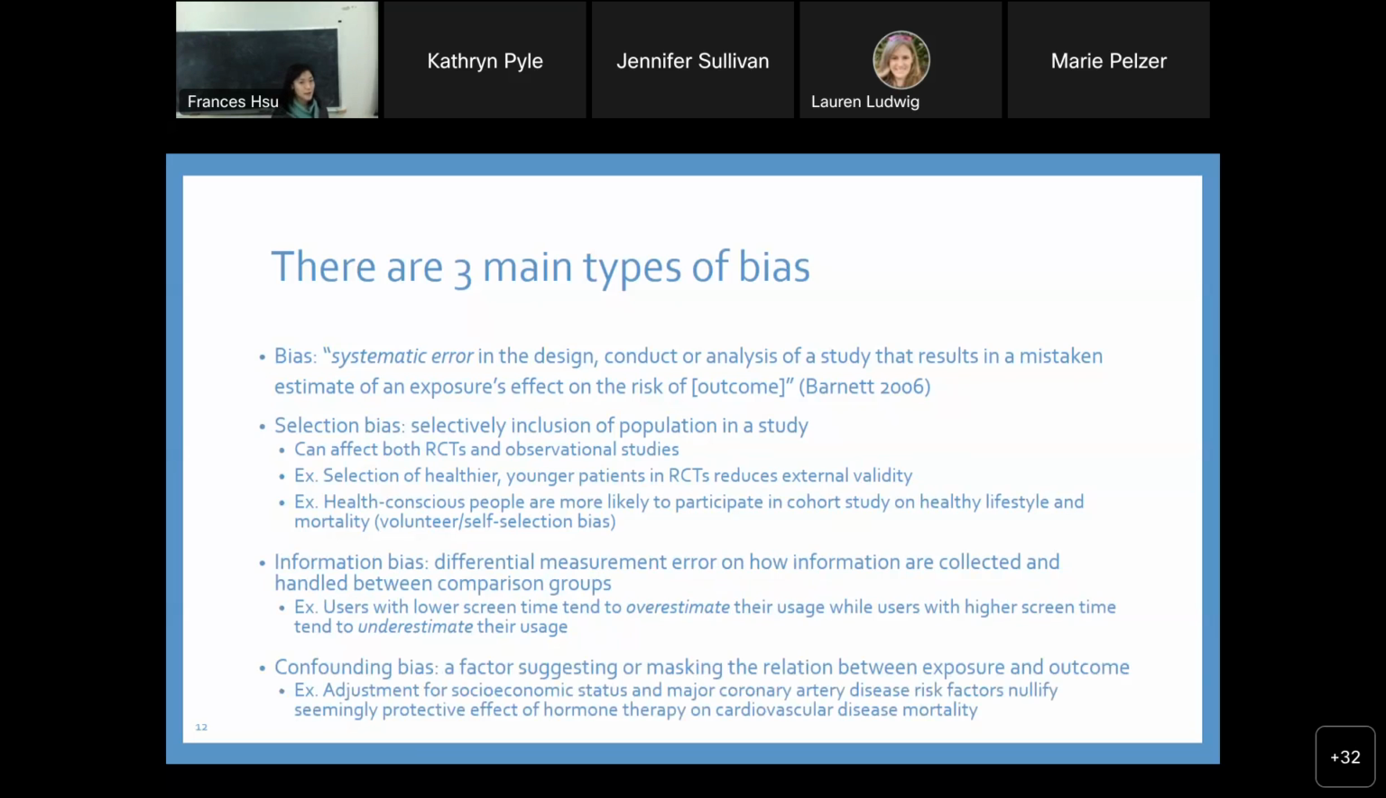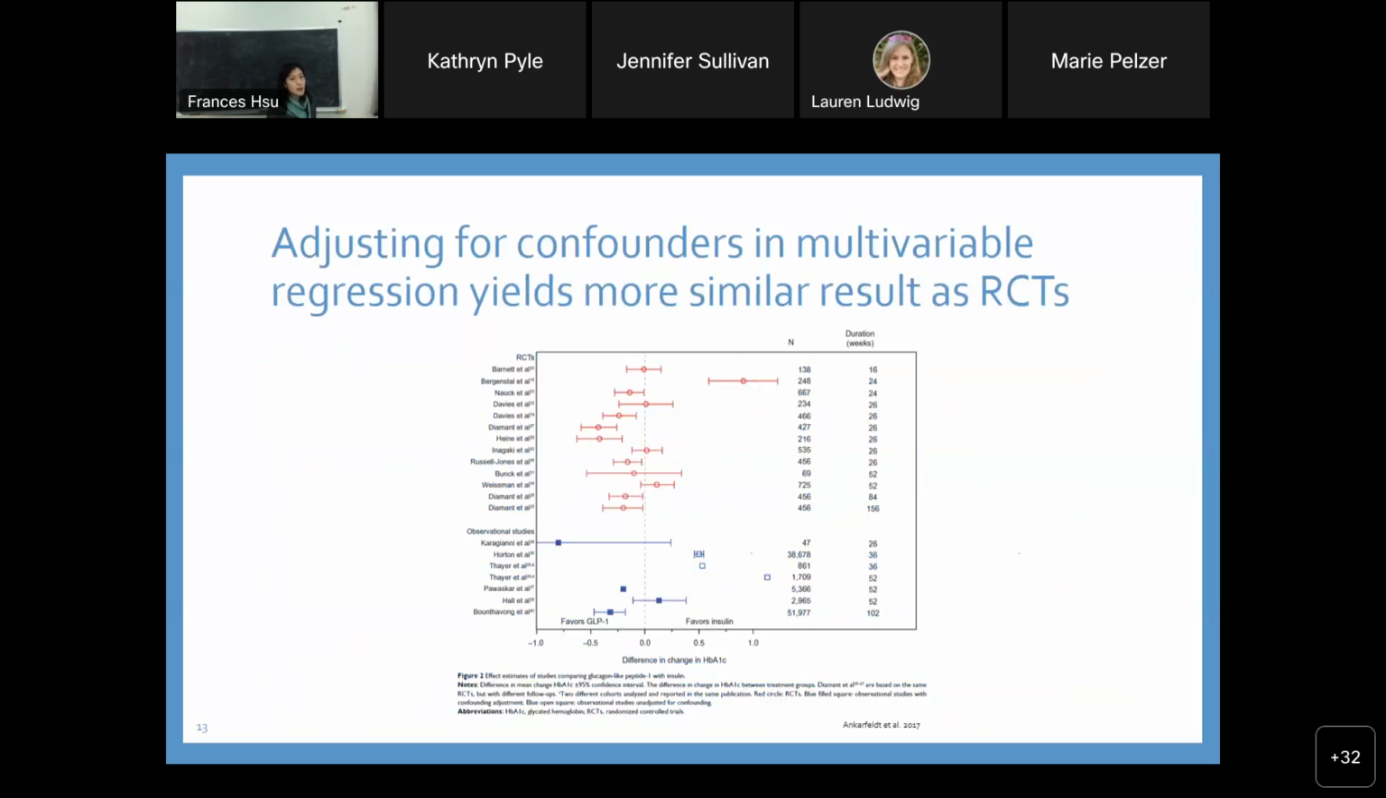The last type of bias is confounding bias, caused by a confounder that causes both the exposure and the outcome. This factor results in a spurious association between the exposure and outcome, or masks their true relation. In our earlier example of hormone therapy in perimenopausal women, socioeconomic status and coronary artery disease risk factors are potential confounders, and adjusting for them nullifies the seemingly protective effect of hormone therapy on cardiovascular disease mortality. This is an example illustrating confounding bias.